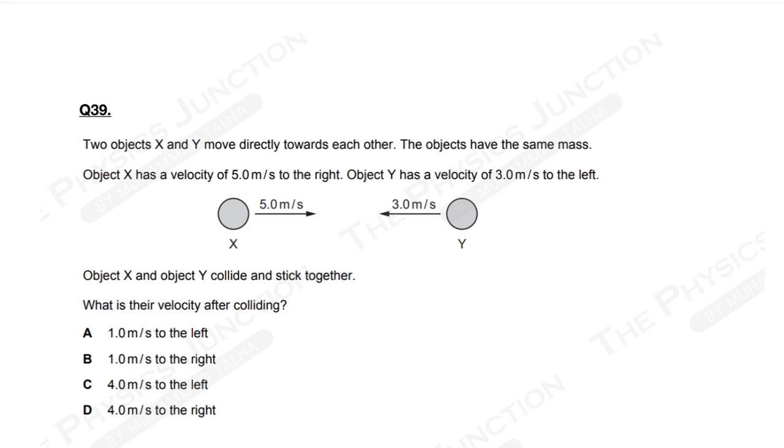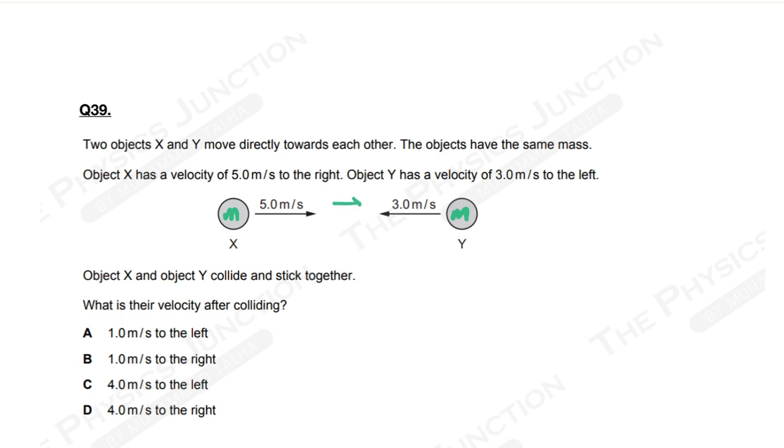39. Two objects x and y move directly towards each other. Both have the same mass, so mass m, mass m. Object x has a velocity of 5 to the right, y has a velocity of 3 to the left. X and y collide and stick together. What is their velocity after colliding?